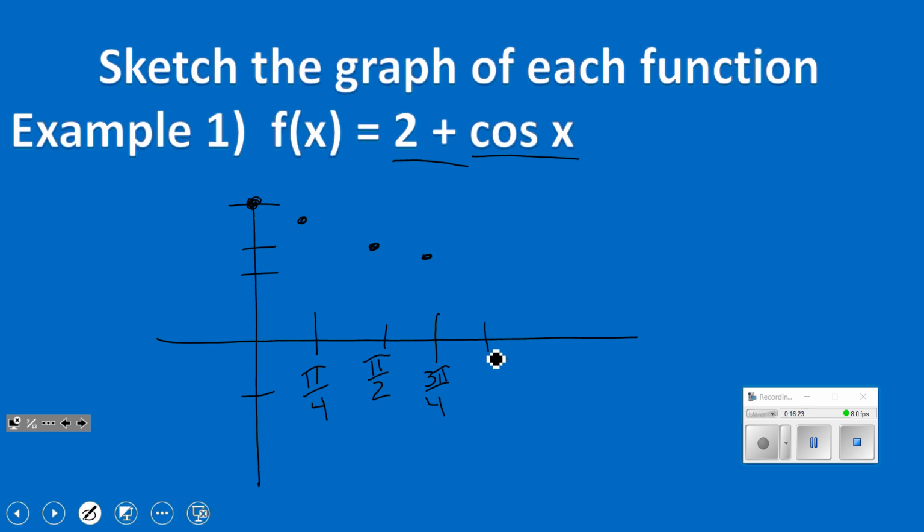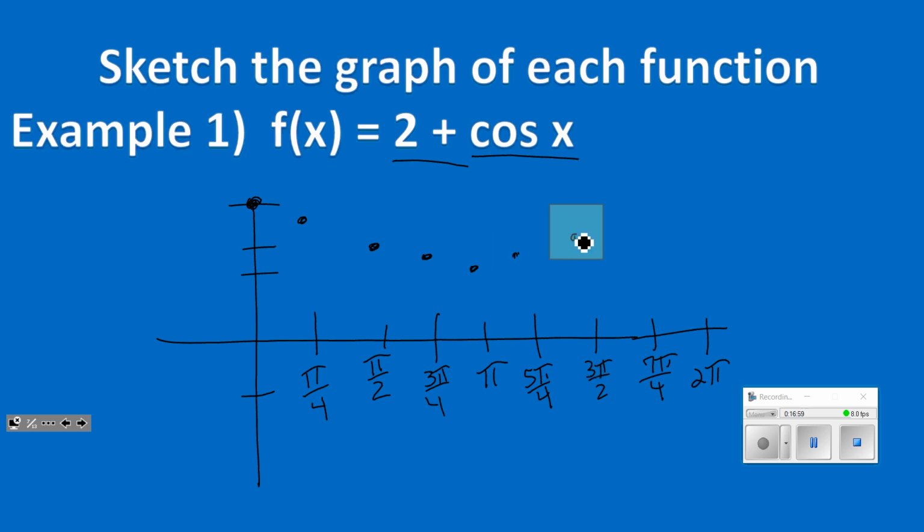Okay, and then we get all the way over here to pi. So it's negative 1 plus 2 is going to be 1. And then I'm going to keep on going up. So this is 5 pi over 4. Then 3 pi over 2. Then 7 pi over 4. And then 1 full rotation is 2 pi. Okay. So then this is going to just come back up from here at the same spots. Here, and then here, and then here.